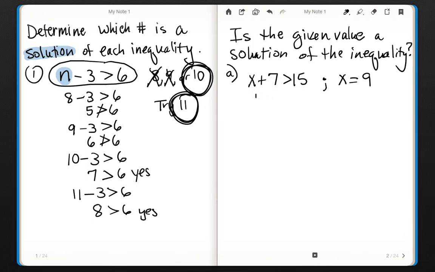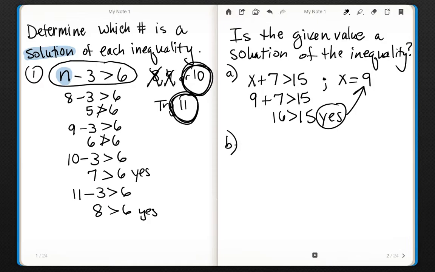So we plug in our 9 for x. 9 plus 7, we want to see if it's greater than 15. 9 plus 7 is 16. Is 16 greater than 15? Yes. So that tells us that 9 is a solution to that inequality. Okay, let's try another one.